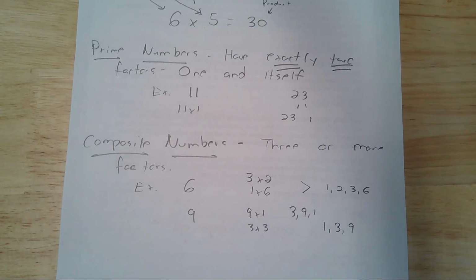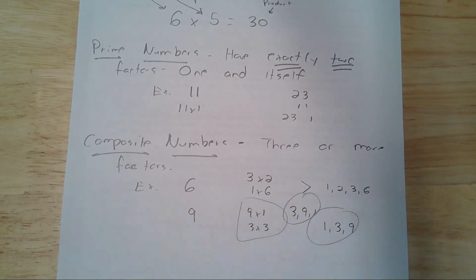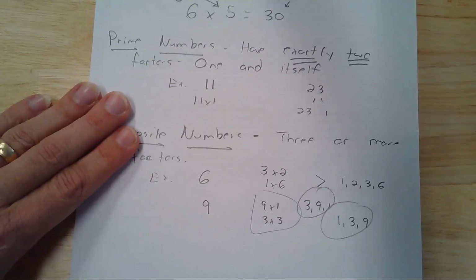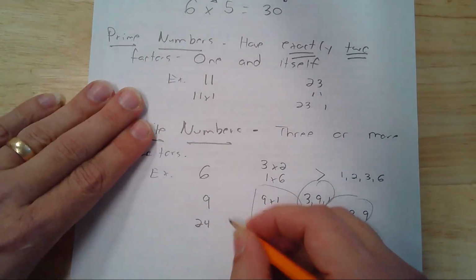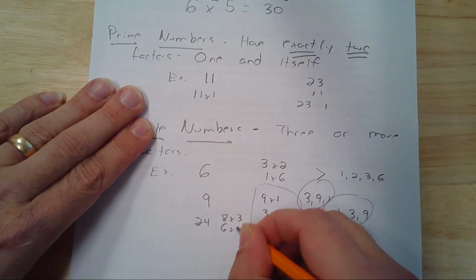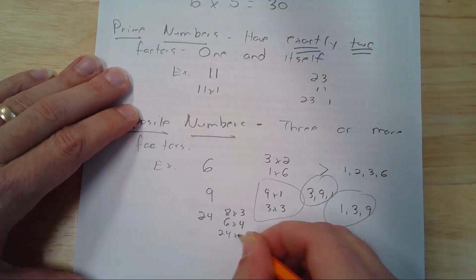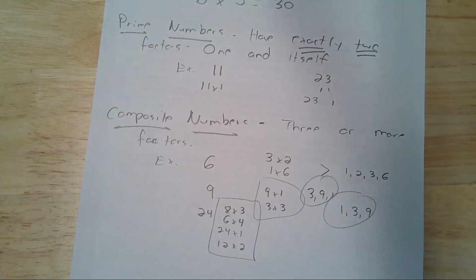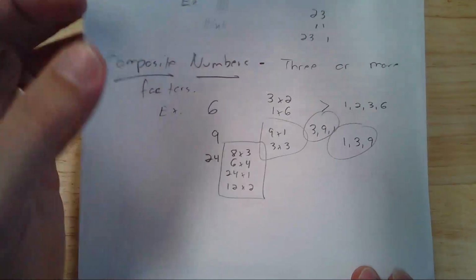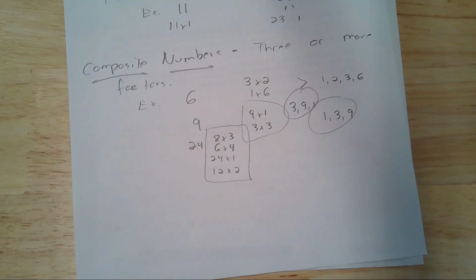But if I say, what are all the factors of 9, I would look somewhere to see a 1, a 9, and a 3 out there, right? You need to see all 3 of those numbers. And if I pick a number like, say, 24, well, 8 times 3, 6 times 4, 24 times 1, 12 times 2. That's 8 factors right there for that number. So if I say all the factors of 24, you've got to give me 8 numbers, right? Those are all the things that divide into 24.